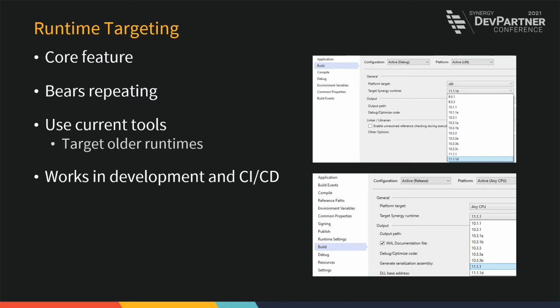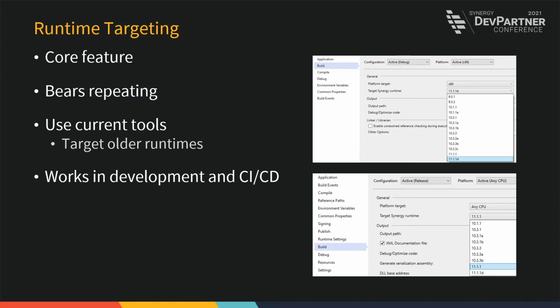It's really straightforward. In any of your traditional Synergy or Synergy.net projects, you can find a target Synergy runtime option on the build property page. That option instructs the tooling to create binaries that are compatible with the runtime that you selected. This option is stored on a per configuration basis, so make sure you have it set appropriately for each target platform in both release and debug.